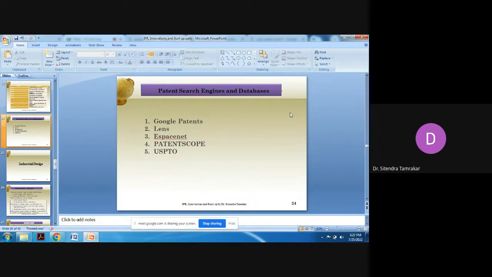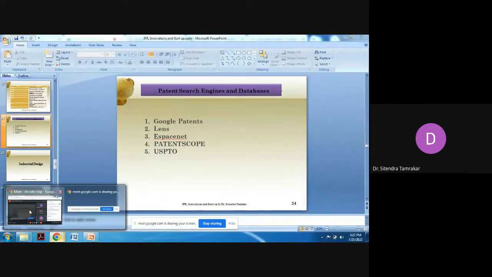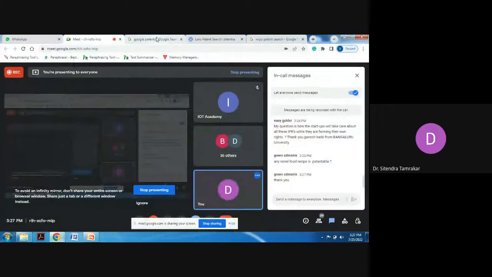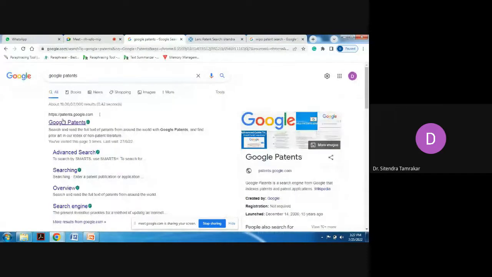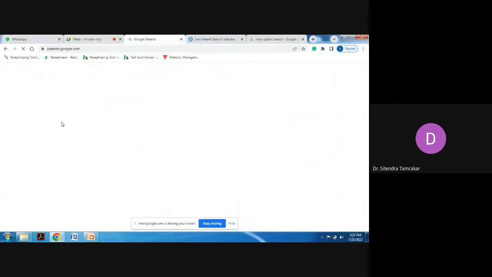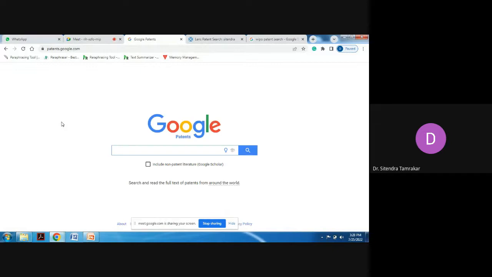So these are some categories: Google Patents, the Lens, PatentScope, and the USPTO. How to do this? Just have a look. Like Google Patents, you can start a Google patent search. Google is number one in general, but for the patent category it is a little bit less. I'll show you how.